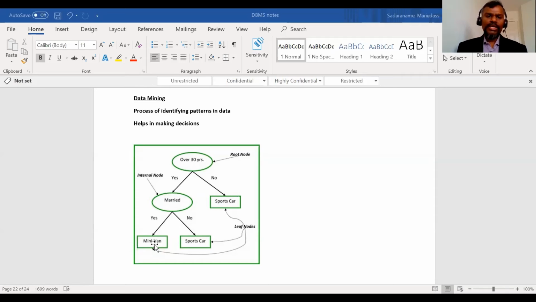Make sense? How does it help me? It helps customers with decision making. It could be data scientists, it could be end users. It helps with decision making.